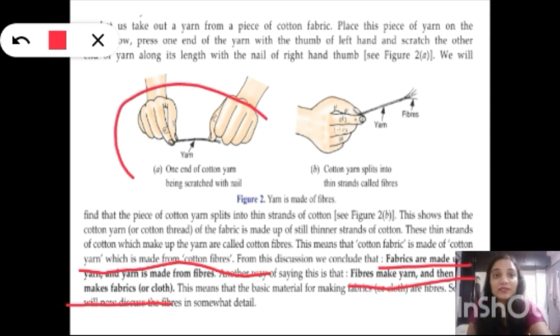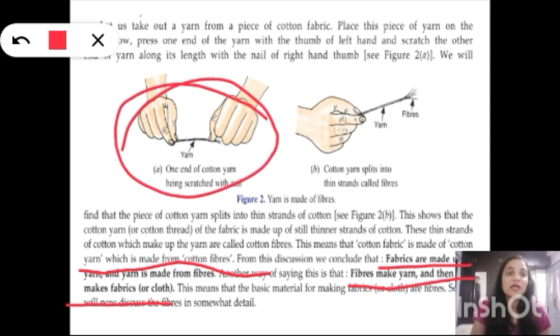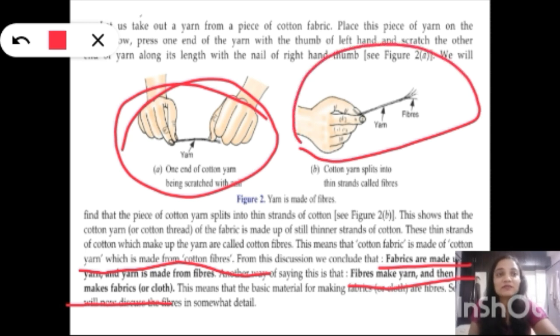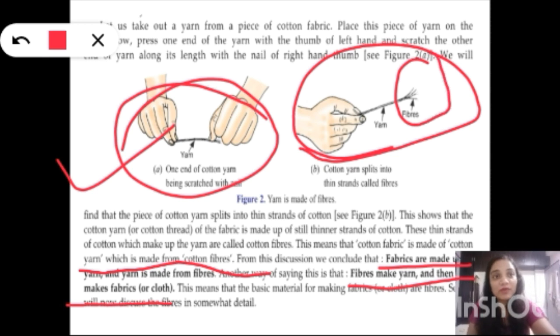Here you can see these are the fibers. More than one fiber are connected together and spun, and when they are spun, they are converted into yarn. This is the practical to check that yarn is made up of fibers. In this one it looks like one fiber, and in this one they have split that particular yarn. You can see at the end the splitting part, which shows that the yarn is made up of fibers.